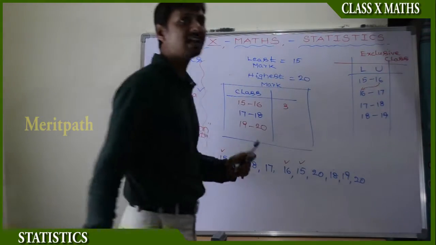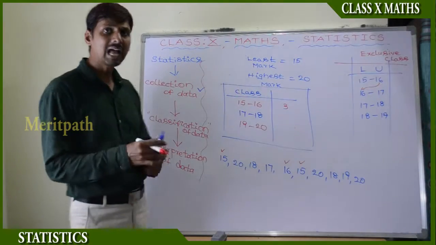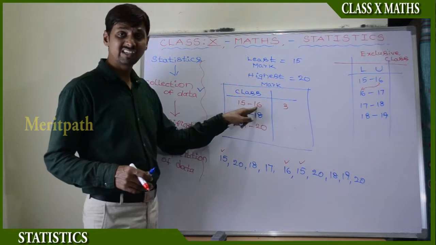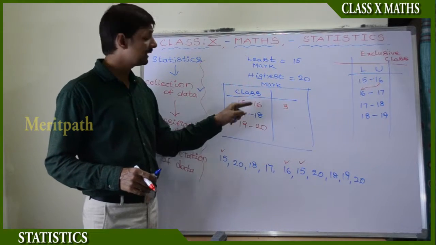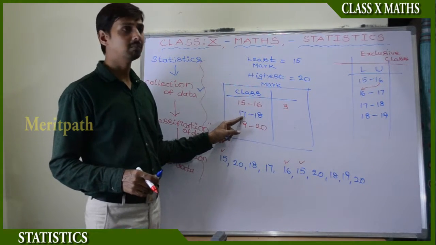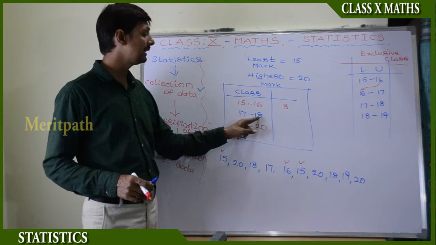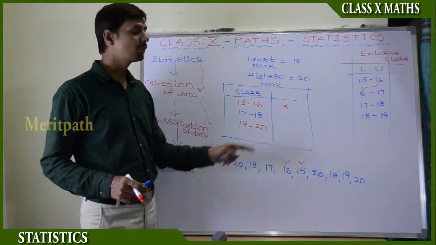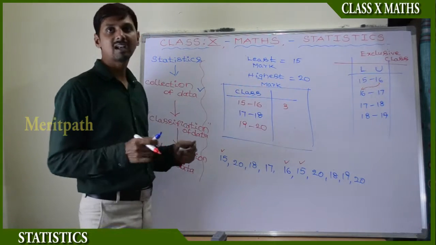These are exclusive classes, and inclusive classes are like this: 15 to 16, and 16 will not repeat in the next class, and we get the next number, that is 17 to 18, and 18 will not repeat, and then it becomes 19 to 20. These are what we call inclusive classes.